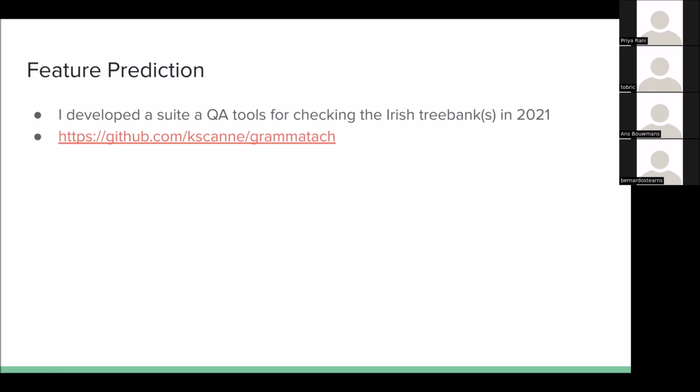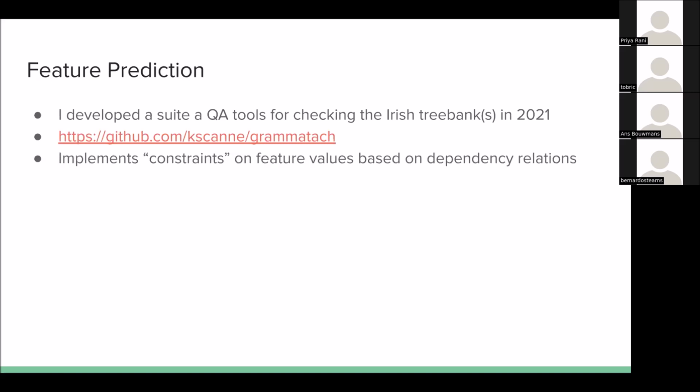All right. So that code is all open source. This repository right here is kind of what drives everything that I'm talking about today. The goal of this repository was to be cross-linguistic across at least the Gaelic languages, because again, I wanted to apply these same QA tools to the Manx and Scottish Gaelic treebanks. The way it's implemented is it's essentially rule-based. It's constraint-based.